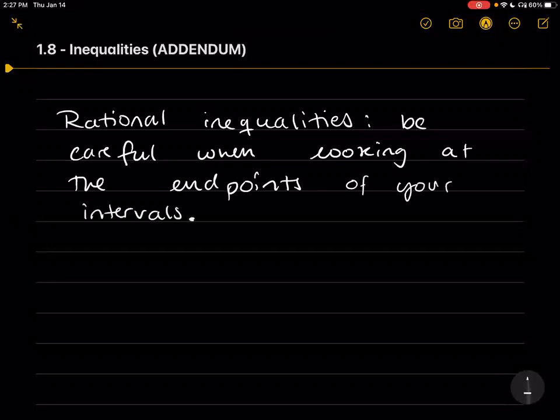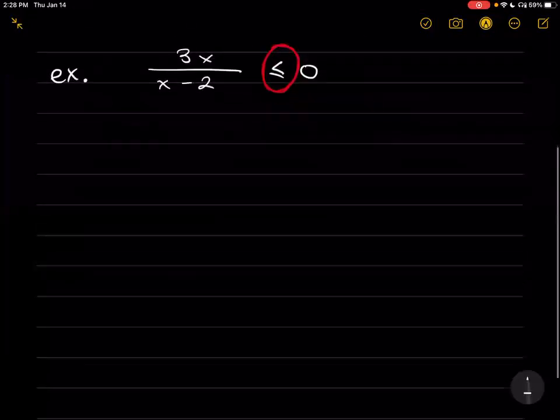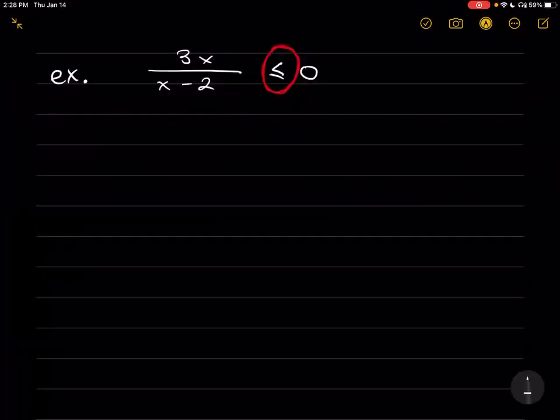So when you solve a rational inequality, your solution will look like an interval. And if your inequality is something of the form, maybe, 3x over x minus 2 less than or equal to 0, if you have a less than or equal situation, you need to be careful with the endpoints of your intervals. And it's best if I demonstrate why.